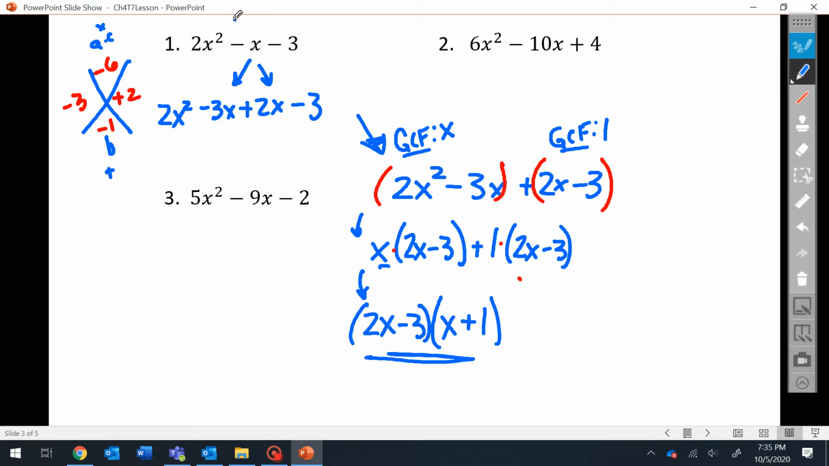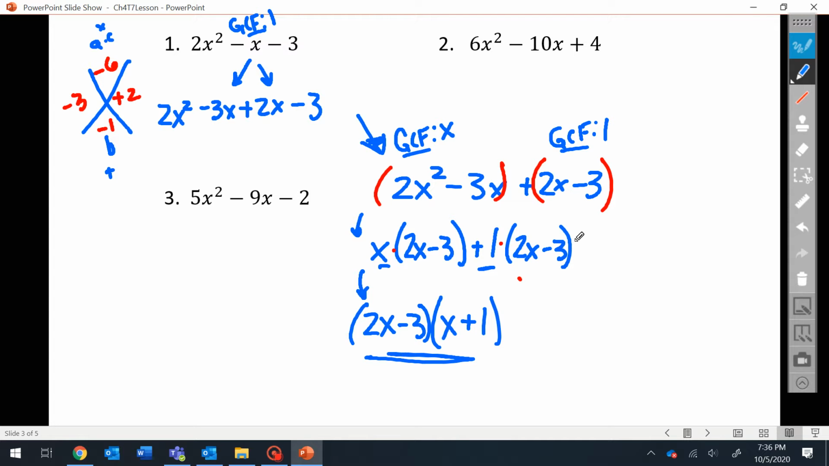Keep in mind the GCF at the very beginning was 1, and that's why we didn't factor out the GCF at the very beginning. However, when you get to this part, this is called factoring by grouping. This part requires you to factor out the 1 so that we can have it here.